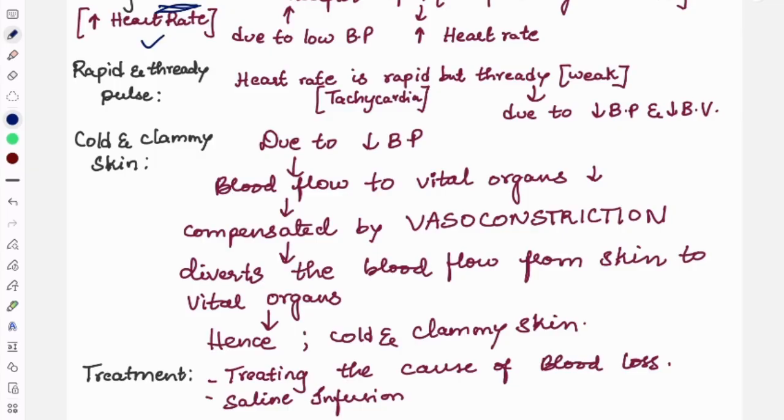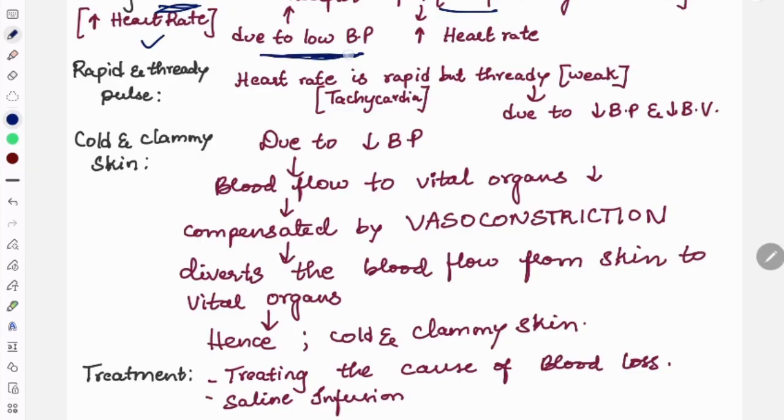Now, what is the reason behind increased heart rate or tachycardia in hypovolemic shock? Why does this occur? This tachycardia is basically a compensatory mechanism that comes into action because of low BP. In order to understand shock, we need to know blood pressure in detail, and the compensatory mechanisms in detail. If anyone has not watched that, the link is in the description. Please do watch the blood pressure video before coming to shock.